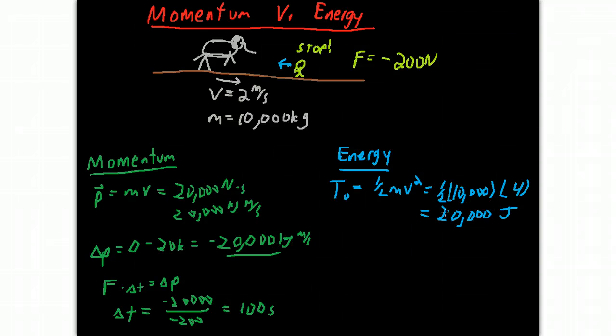So it just so happens that in this case, the elephant has the exact same amount of momentum as it has energy. These are, however, two very different quantities. For instance, momentum is a vector, energy is not. You either have energy or you don't, whereas momentum can be going one way or another way.